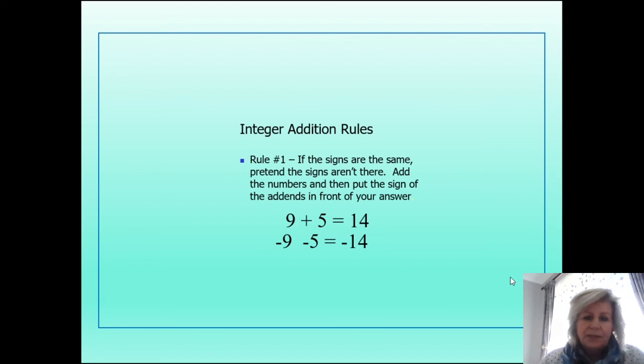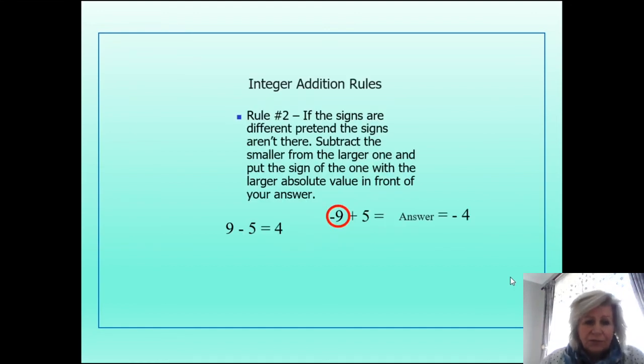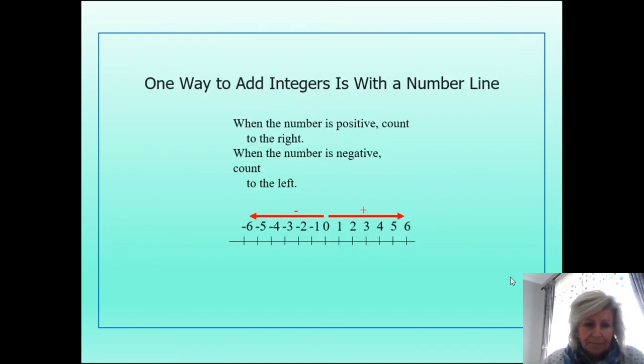Add the numbers and then put the sign of the numbers that you're adding in front. So 9 plus 5, both positive, 14. Minus 9, minus 5, both negative, negative 14. No multiplication here, so no signs change. Right, addition rules. If the signs are different, pretend the signs are not there. Subtract the smaller from the larger one and put the sign of the larger absolute value in front of your answer. Okay. One way to add integers is with a number line.